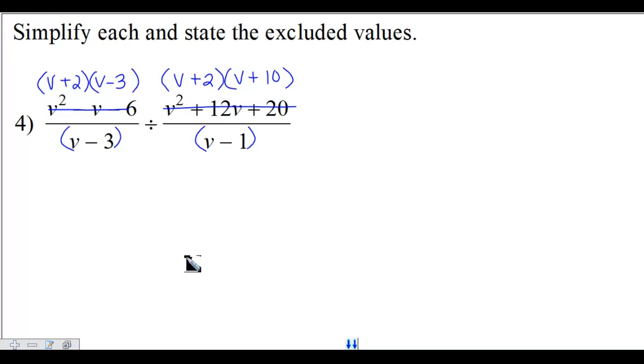Now it's time to state our excluded values. Each of these denominators will give us an excluded value. The first will be that v cannot equal 3, and the second will be that v cannot equal 1.